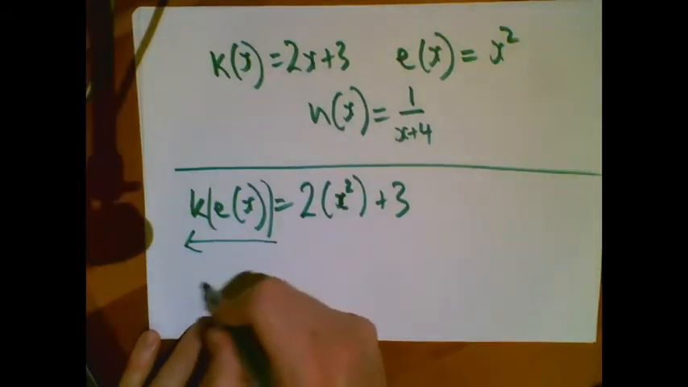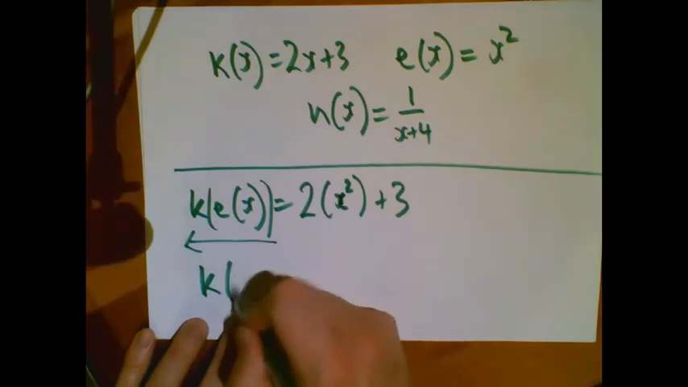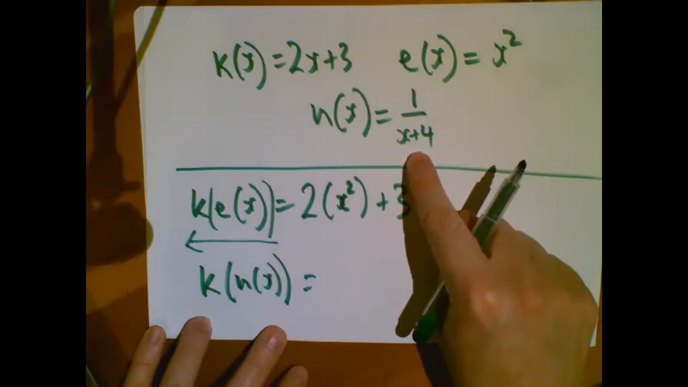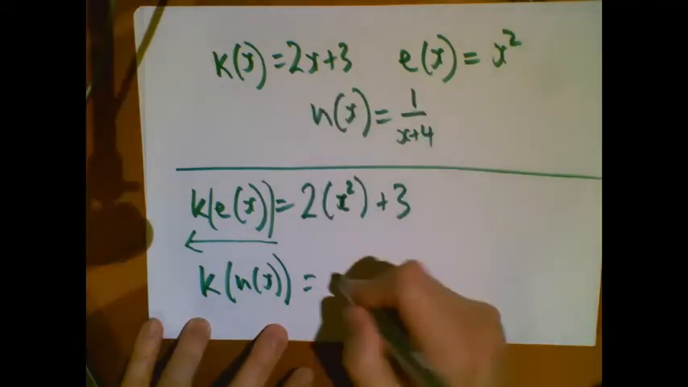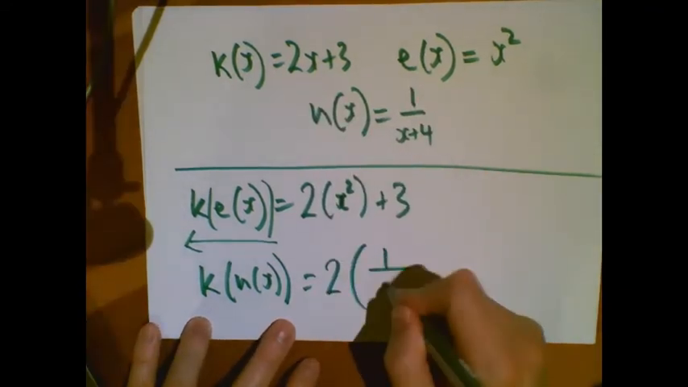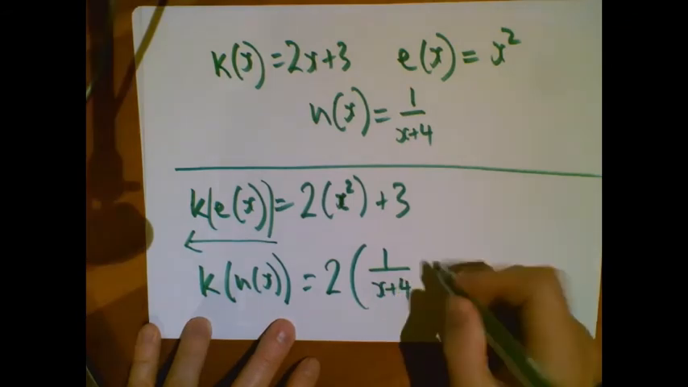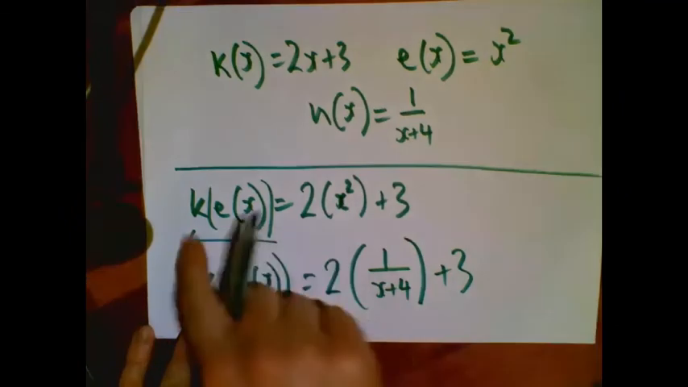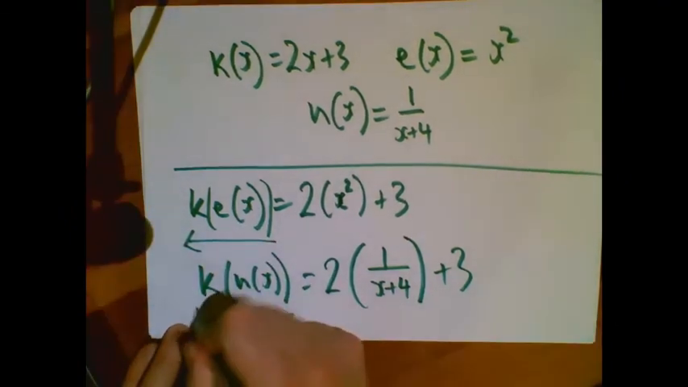If I had k of n of x, that would be taking the n function, grabbing it and putting it in here. So it would be 2 times 1 over (x plus 4), plus 3. So both of these are quite similar. You're taking something and you're putting it into k, and again you're reading from right to left.